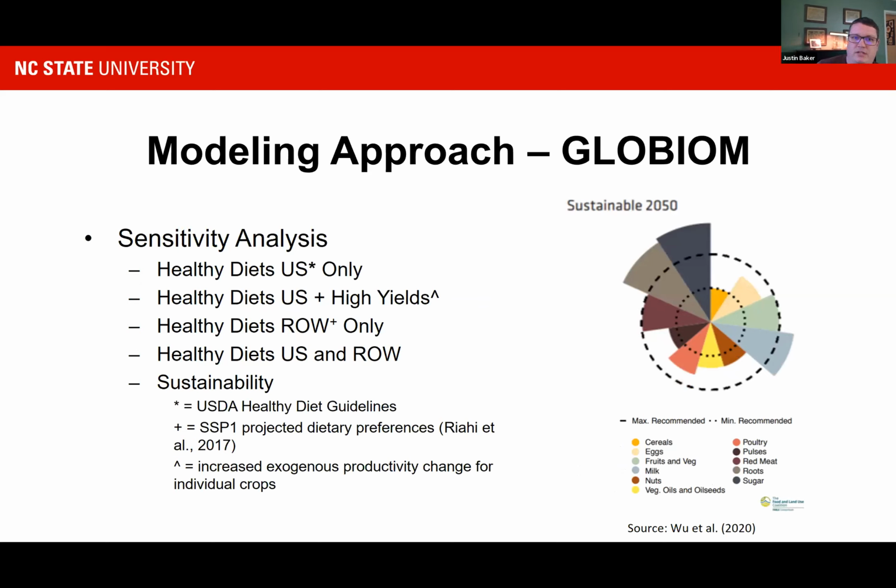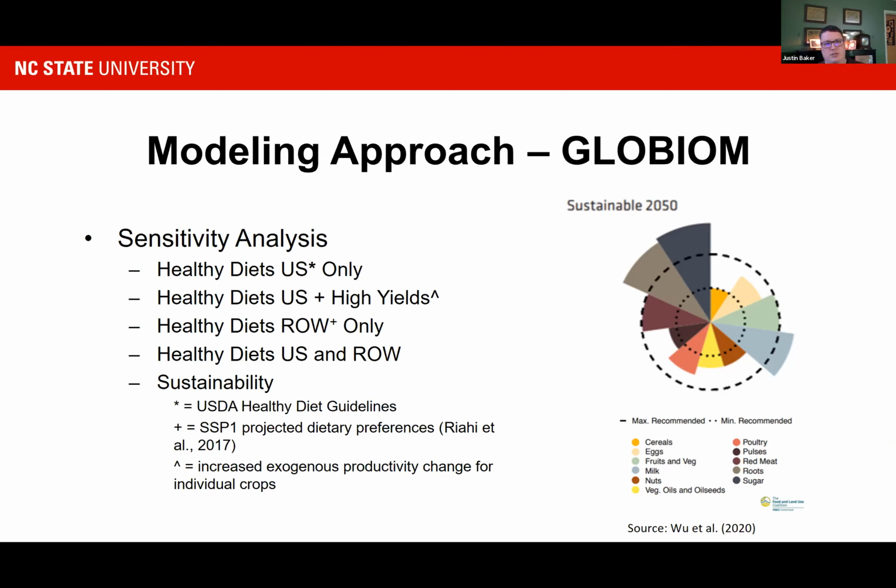Alternatively, our sensitivity scenarios here look at a few alternative futures where we're pursuing, for instance, healthier diets in the US. In those healthier diets, you can see that composition change dramatically. We're seeing a larger proportion from roots, from vegetables, from nuts, while we see dramatic reduction in poultry, red meats, pork, and vegetables and oil seeds.